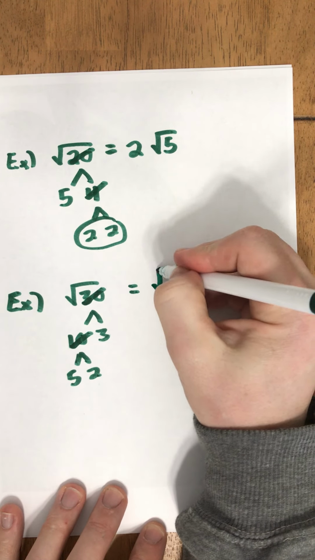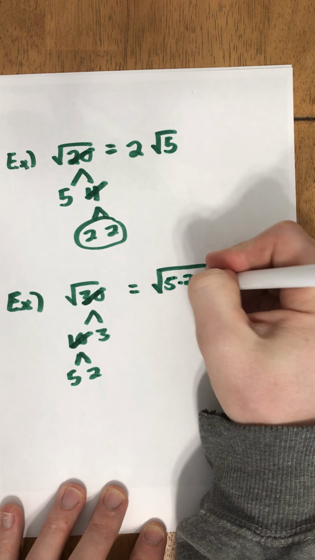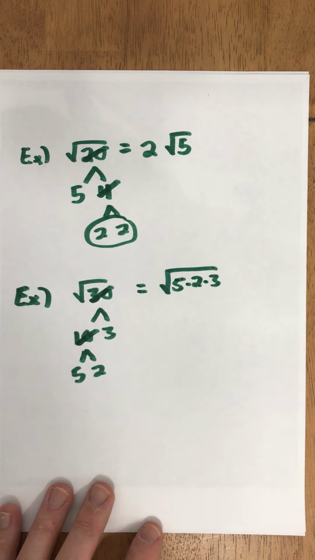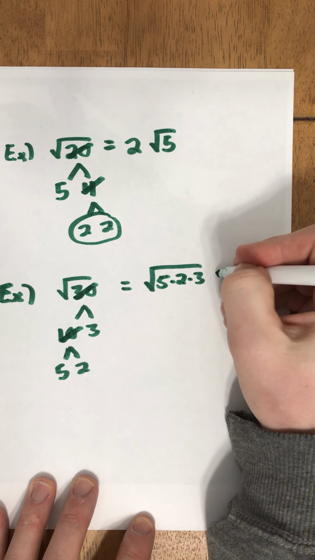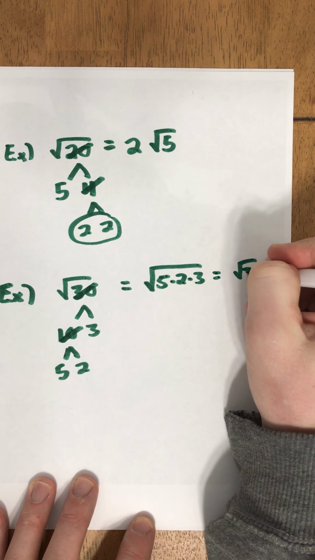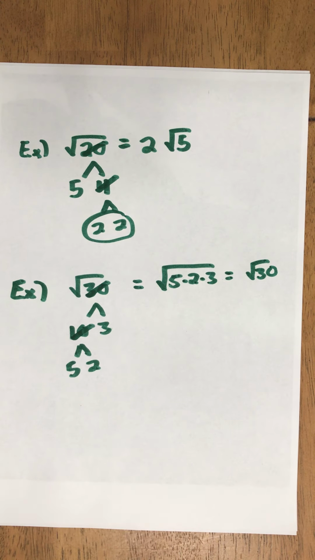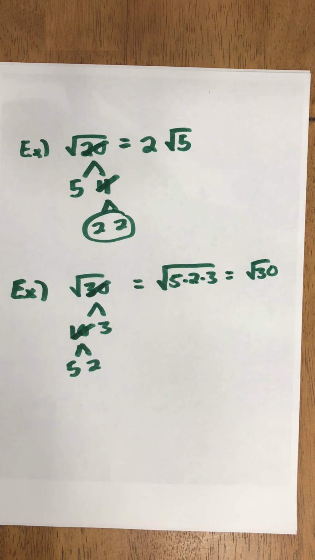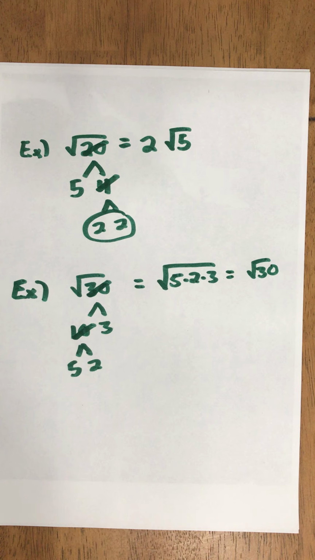So inside, I'm going to put all these things that don't have a pair. That's 5, that's 2, that's 3. If there's more than one thing inside or outside, we're just going to multiply those together. So 5 times 2 times 3. This is going to bring me back, you'll notice, to the square root of 30. So there will be some square roots that we look at, or some radicals, where they're not going to be able to be written any simpler. Square root of 30 is as simple as that gets for right now.